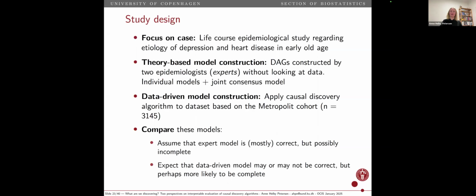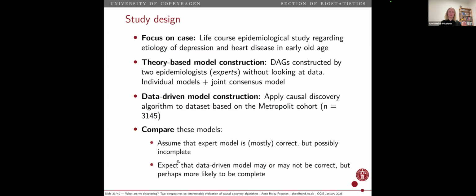Okay, so the case study design, as I said, we consider the specific case, and then we do a theory-based model construction where we have epidemiologists, who we will refer to as the experts, construct DAGs. They do not look at the data, and they both do individual models, and then they also construct a joint consensus model from that. We also have a data-driven model construction method where we apply a causal discovery algorithm to a data set based on the metropolitan cohort data set. And then we try to compare the two models.